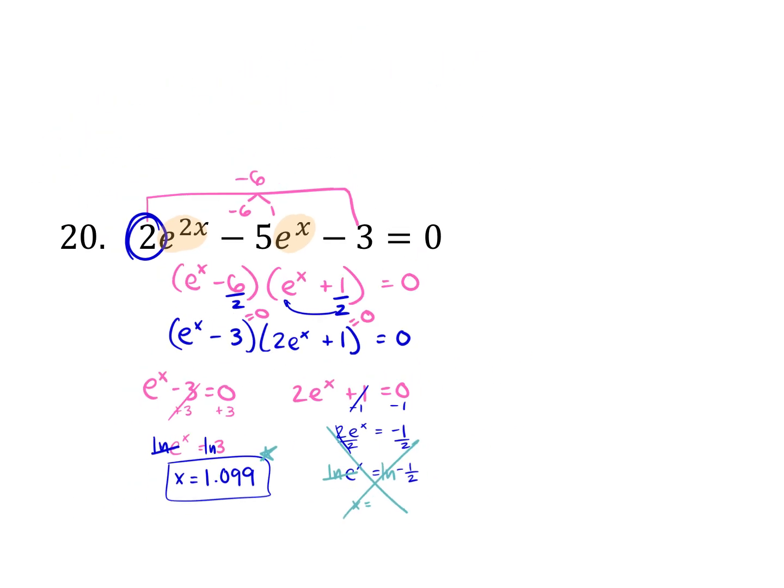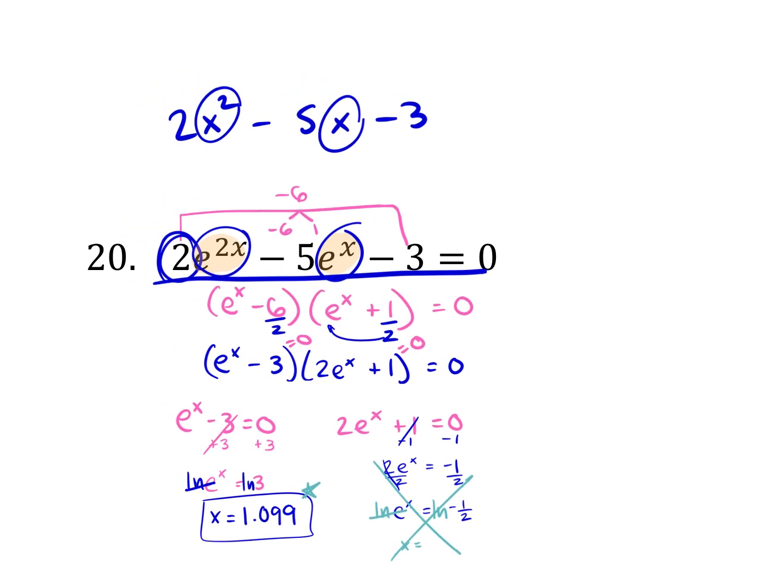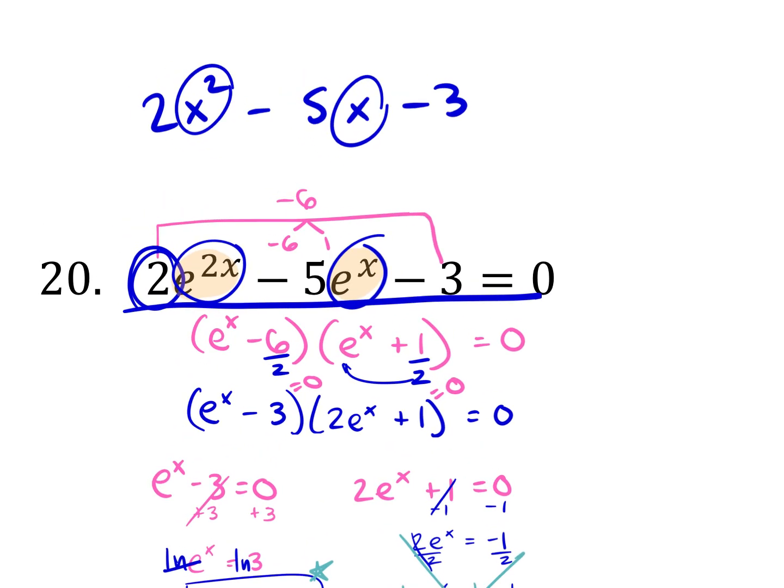I'm just saying that this is similar to 2x squared minus 5x minus 3, but instead of x's, we have e to the power of x. So we factored it the same way we would as if it was just with x's, but instead of writing x's when we factor, it's e to the power of x. But in the exponential, it's 2x, not x squared. So we just make it x squared, but it's e to the power of 2x.